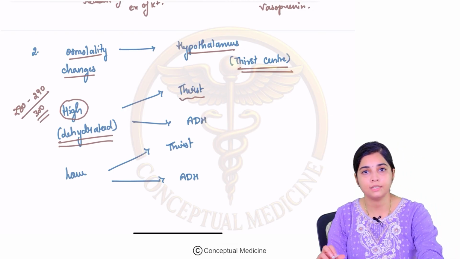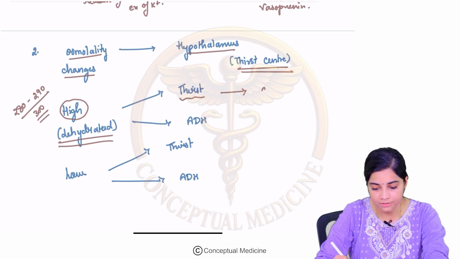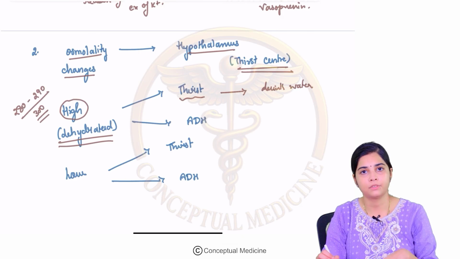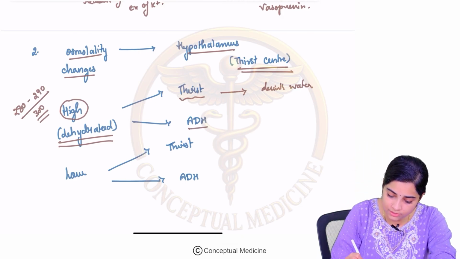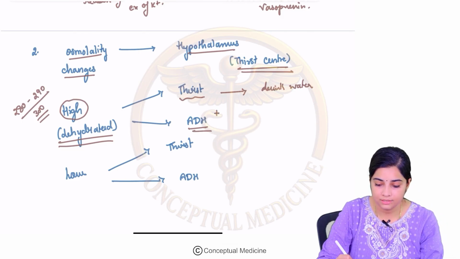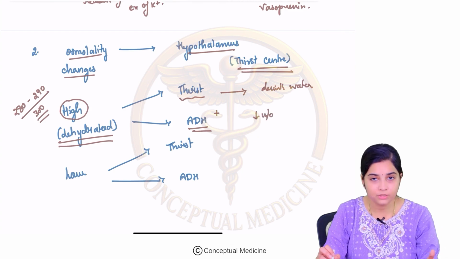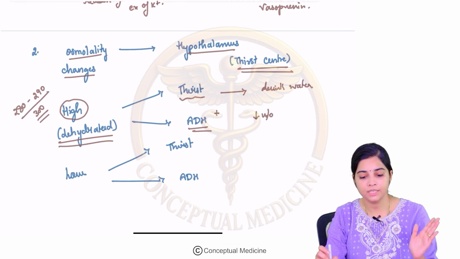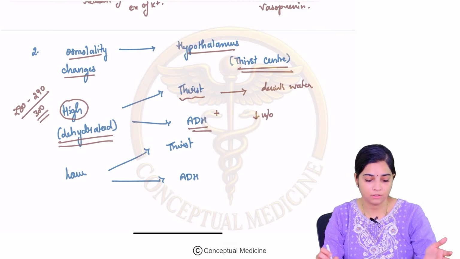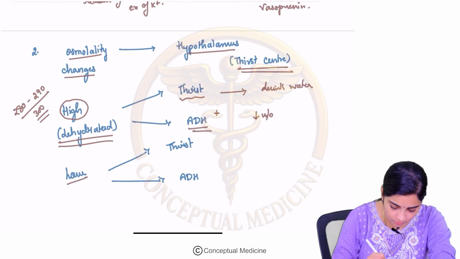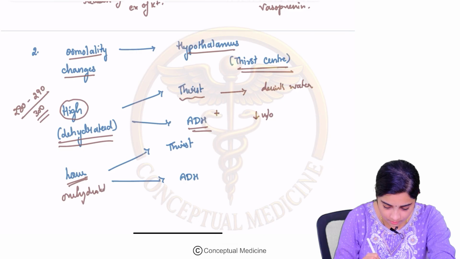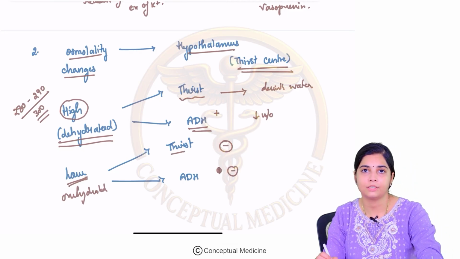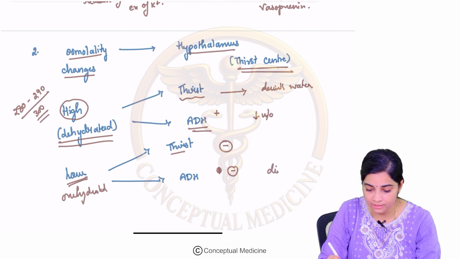This causes stimulation of the thirst center in the hypothalamus, and it helps the patient to drink water. When you drink water, the osmolality is restored to normal. Also, it causes stimulation of the antidiuretic hormone, which decreases the urine output. So in a dehydrated patient, in order to conserve water and the effective circulating volume, it stimulates the thirst center to drink water and decreases the urine output. When the osmolality is low, which means that the patient is overhydrated, there is inhibition of the thirst center and inhibition of the antidiuretic hormone. If the antidiuretic hormone is inhibited, there is diuresis.